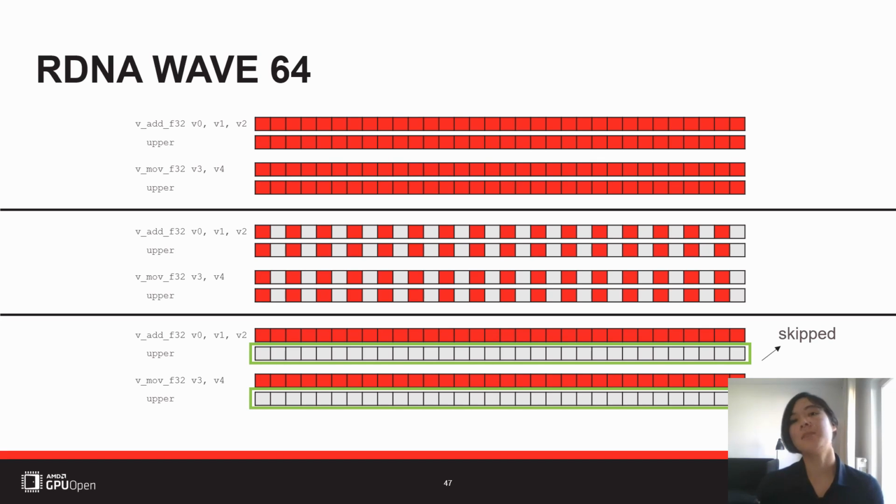And this is new, so in GCN we always had to go through all cycles per instruction as soon as one thread is active. On RDNA it's not true anymore. So if you have upper or lower parts which are completely inactive, or in case of wavefront 32 this would mean still a complete wavefront, then we actually can save some time.